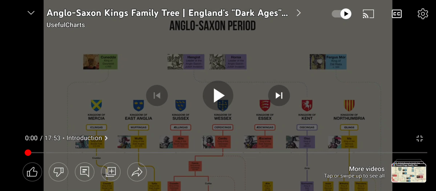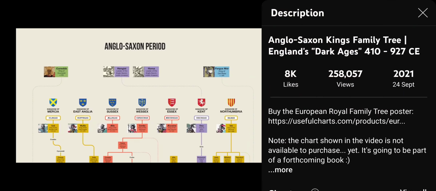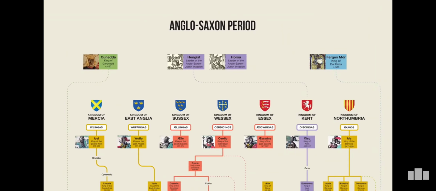We'll be doing a useful charts video on the Anglo-Saxon kings family tree, England's Dark Ages. So we're going from about 410 to about 950, or 927, depending on who you ask. This isn't the entirety of the Anglo-Saxon kings, but it goes through all of the houses: Mercia, East Anglia, Sussex, Wessex, Essex, Kent, and Northumbria. So let's get on with the video.